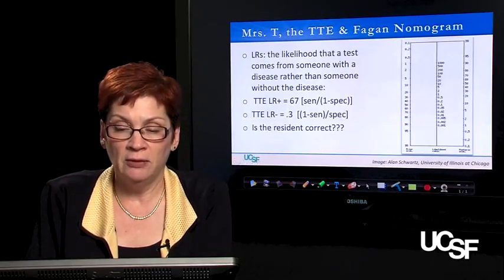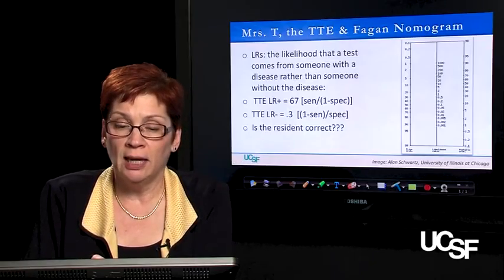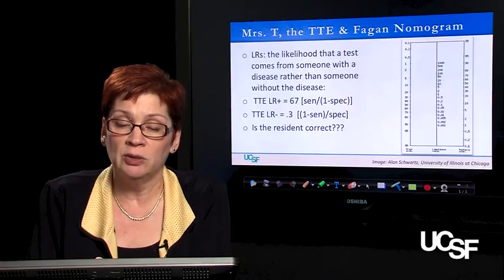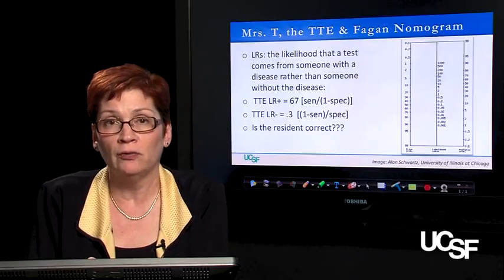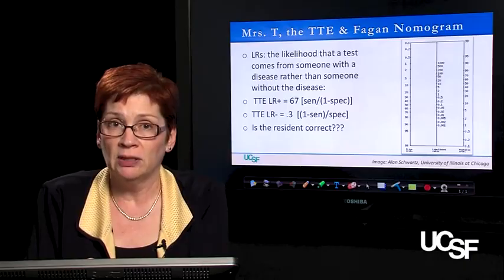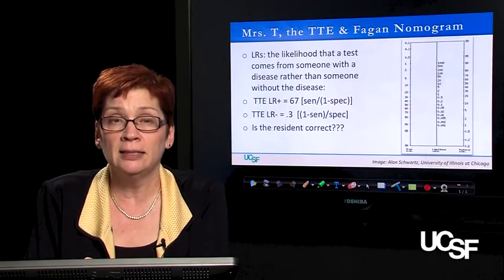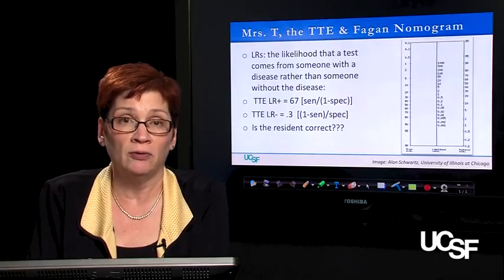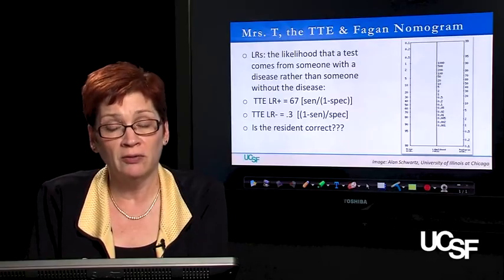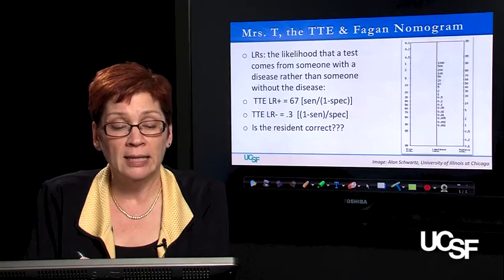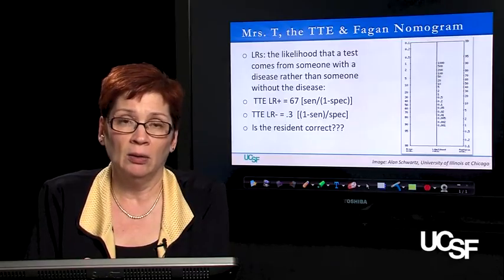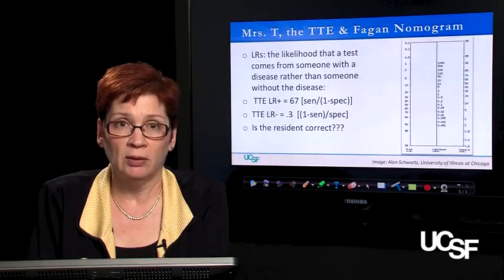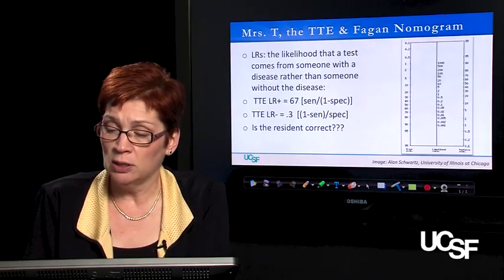So let's look at it from the Fagan nomogram. The likelihood ratio, again, is the likelihood that a test result comes from someone who has the disease rather than someone without the disease, whether it's positive or negative. In transthoracic echoes, the likelihood ratio for patent foramen ovale is 67. So a positive result on the TTE is 67 times as likely to come from someone with a patent foramen ovale as it is to come from someone without a patent foramen ovale. Whereas a negative transthoracic echo is 0.3 times as likely to come from someone with a patent foramen ovale as compared to someone without.